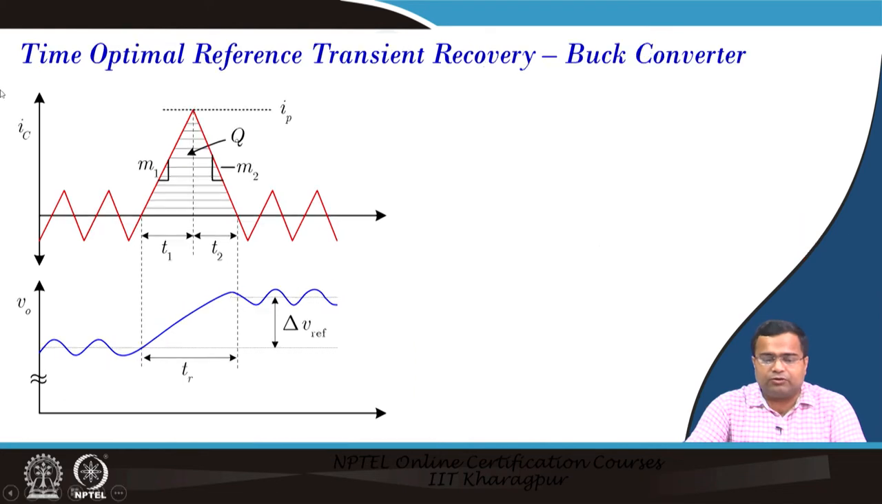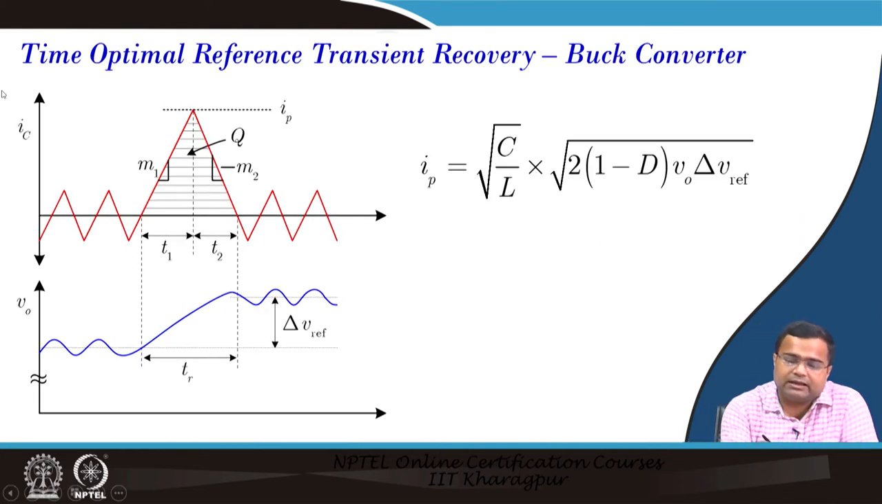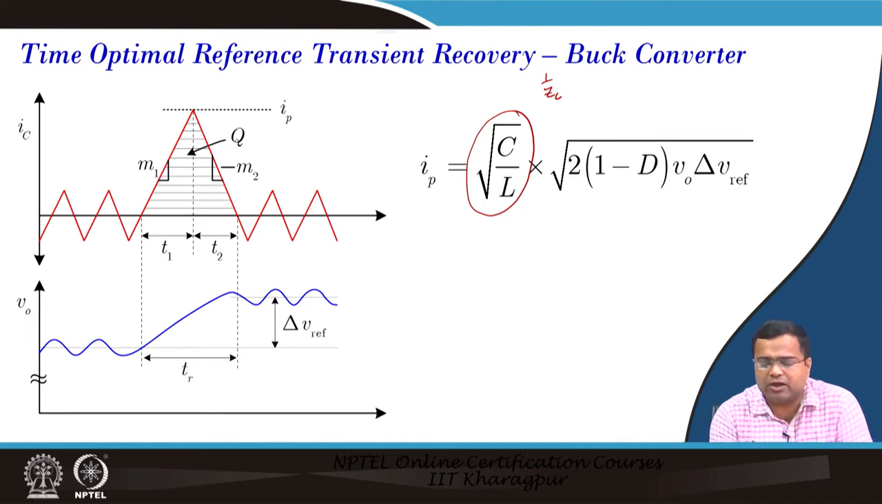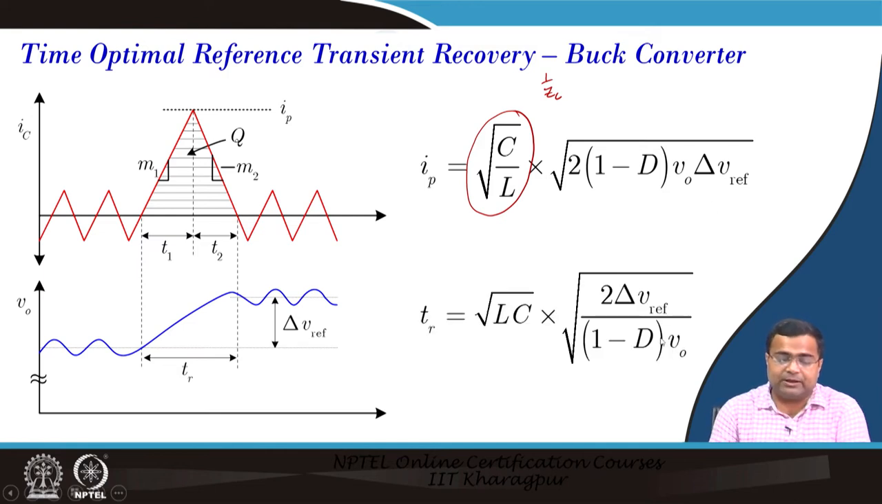So, what we want to find is that if we calculate the peak current, it will be just opposite to the characteristic impedance. So, this is nothing but 1 by Zc, into square root of 2 into 1 minus D into V0 into delta Vref. And if we consider the recovery time, it is square root of LC into square root of 2 delta Vref divided by (1 minus D) into V0. So, what we want to say is, the recovery time will increase for a larger value of inductor as well as a larger value of capacitor in case of reference transient.